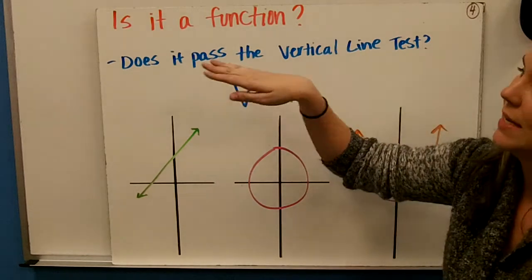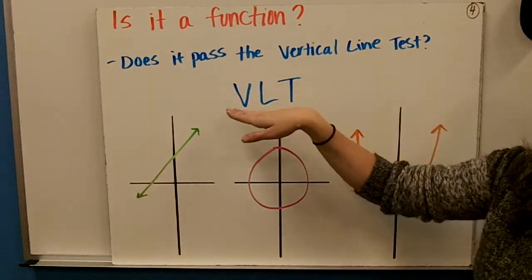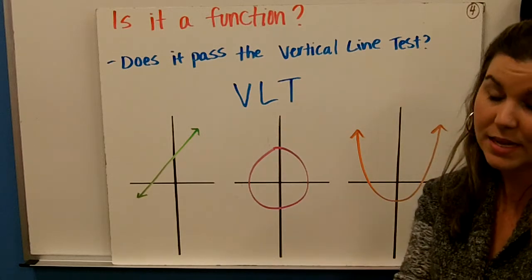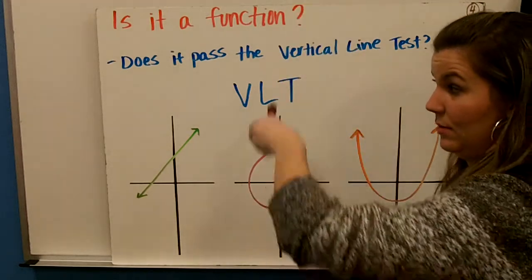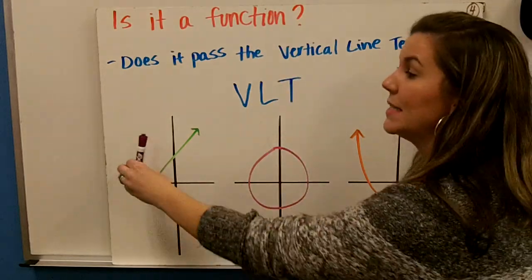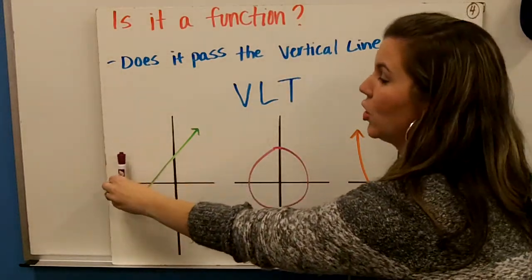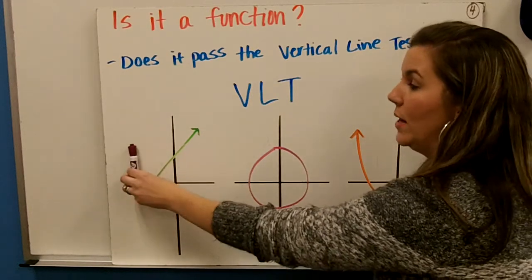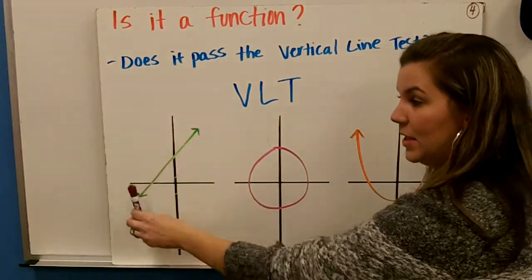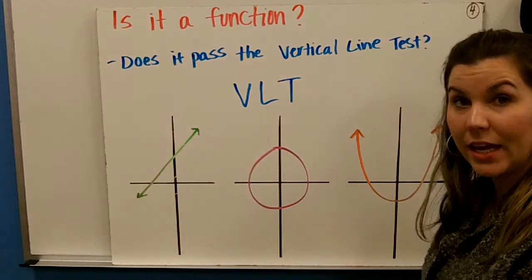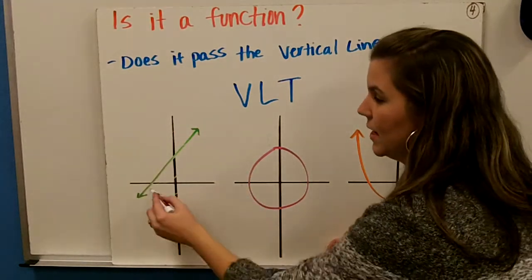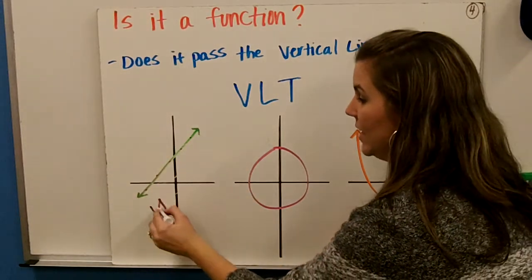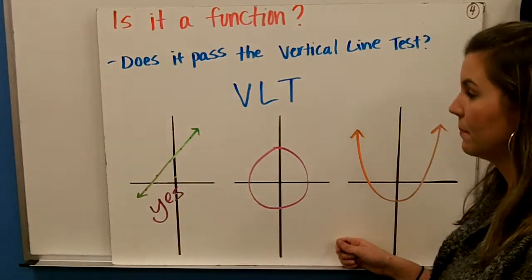Another question that you could ask is, does it pass the vertical line test? And we abbreviate it VLT. The vertical line test says that if you take a vertical line, that's this way, vertical line, and slide it from left to right across the graph, that it will only touch the function once at any given time. So, vertical line test, here it passes the vertical line test. It only touches once at any given time. So yes, this is a function.